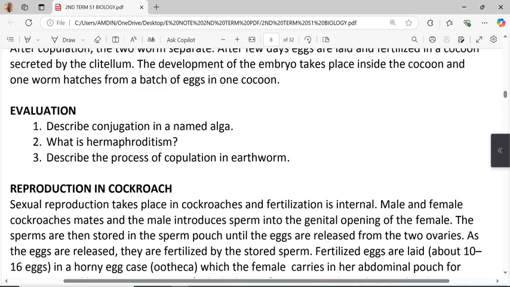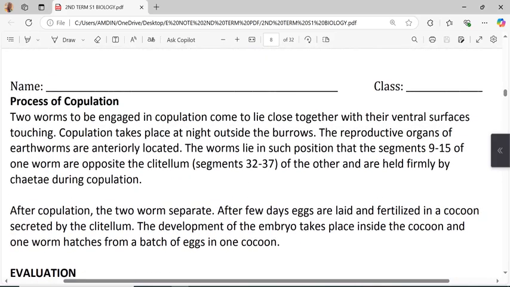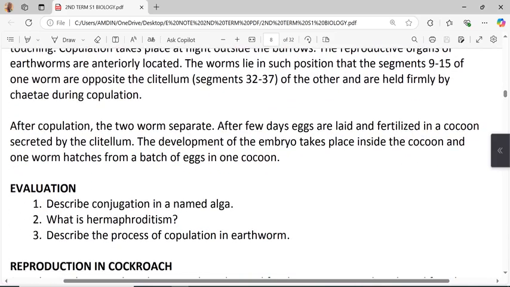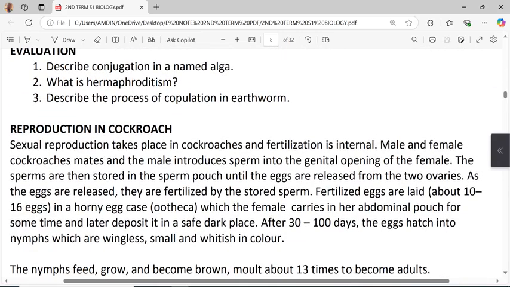You can rewind the video and pause at the point where the copulation is explained. Is this the process of copulation? You can pause there and read it to answer that question.